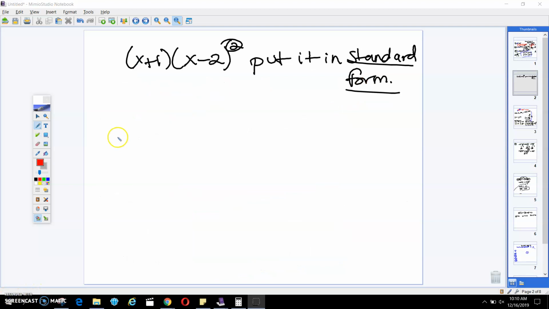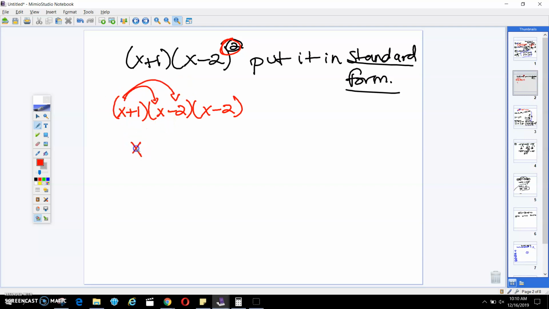At the bottom of the back of page 3, it says for us to put it in standard form. So that means that I'm going to take this equation and I'm going to multiply things out. So the first thing that I'm going to do is write this x minus 2 times, because this exponent is raised to the 2nd power. So when I multiply this, I'm going to get x times x. That's going to give me x squared. X times negative 2, that's going to give me negative 2x. 1 times x is going to give me a positive x. 1 times negative 2 is going to give me a negative 2. I'm going to combine my like terms.